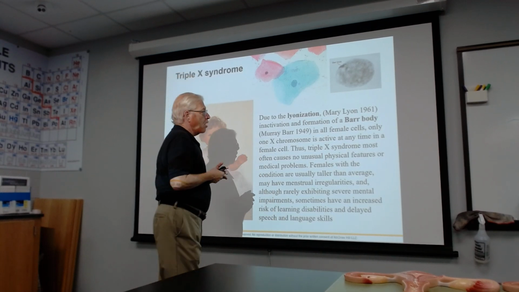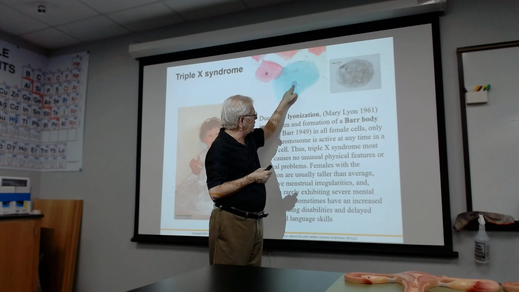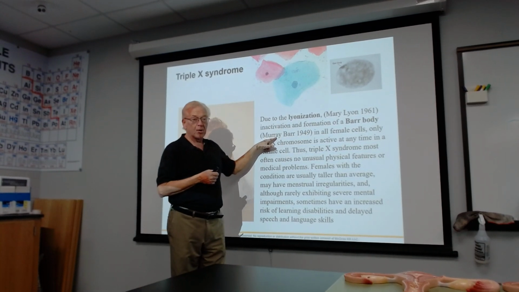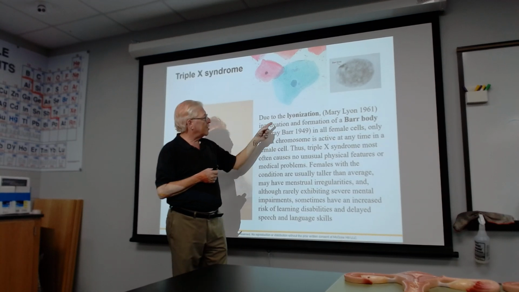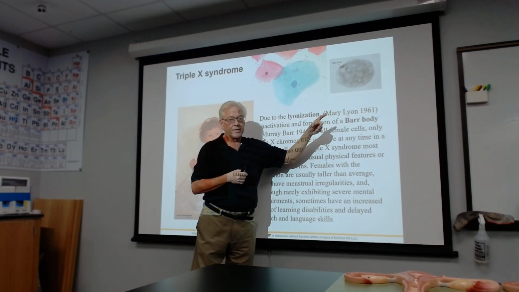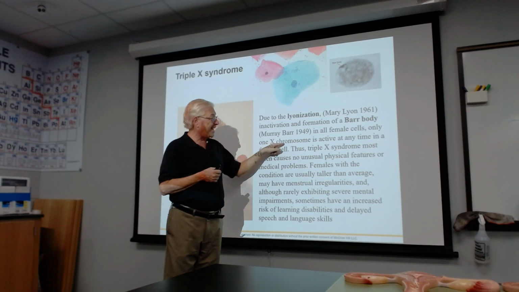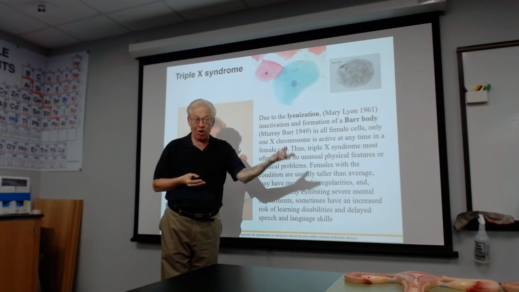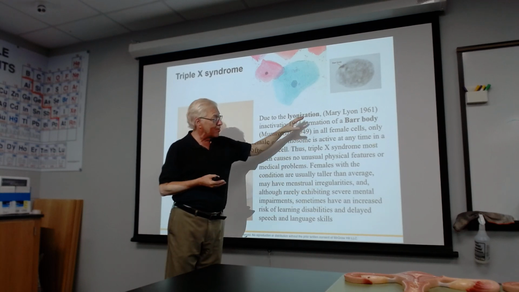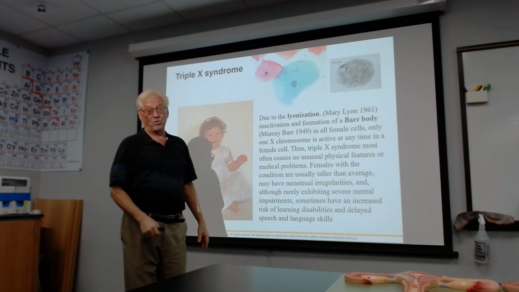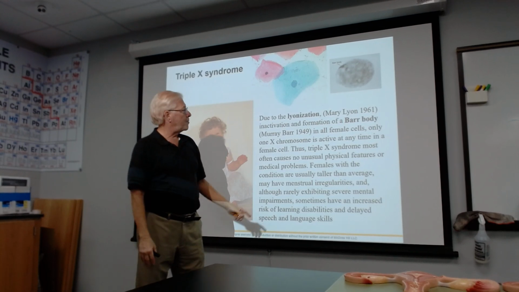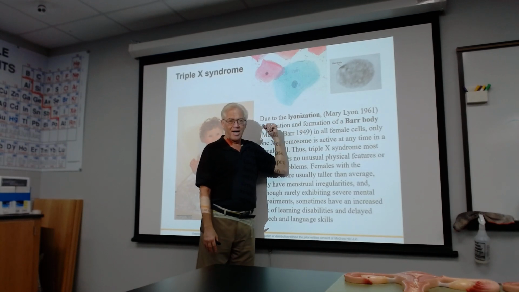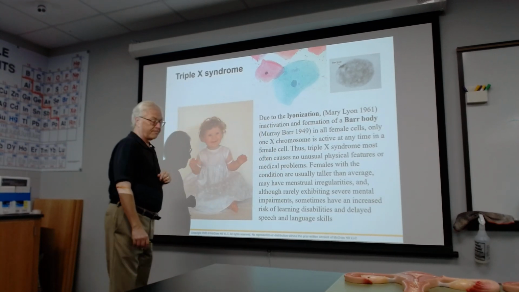Got it? Now, we call that turned off thing a Barr body, named after Dr. Murray Barr. But we think it got turned off because of the work of Mary Lyon, who was the one who realized it's the X chromosome. Murray Barr noticed there's a black dot in only female nuclei. Mary Lyon realized that's the X chromosome. It's been turned off by a process called lyonization, named after her. Got it? Okay.